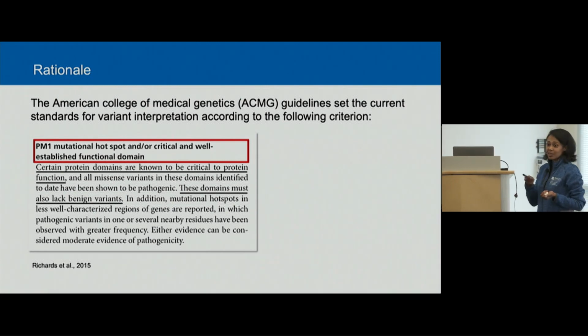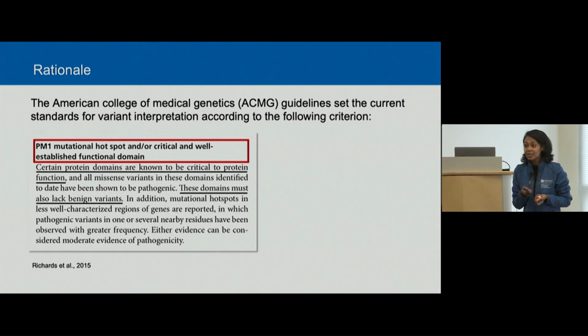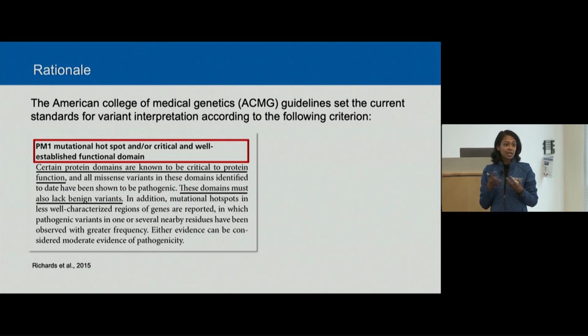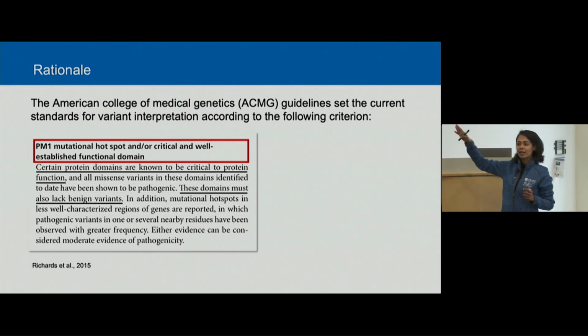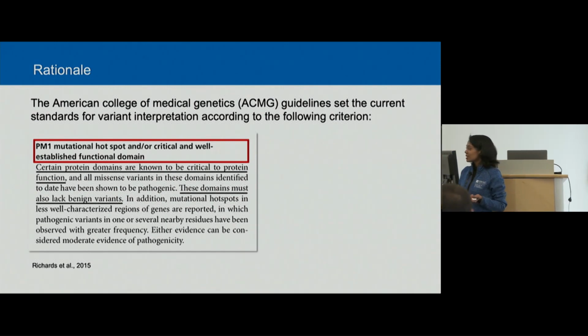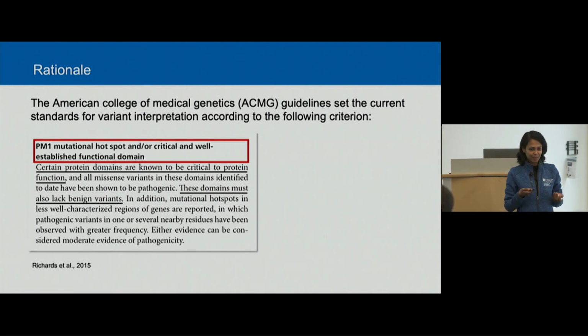Now, we have another part of this criterion: in addition, mutational hotspots in less well-characterized regions of genes are reported, in which all the variants reported were pathogenic. That means it doesn't necessarily have to be a functional domain. It can be a less well-characterized region, somewhere flanking in the protein structure, that we never considered important, but it might be important because all the variants we see there are pathogenic. This description tells us that it is not well defined, let's say.